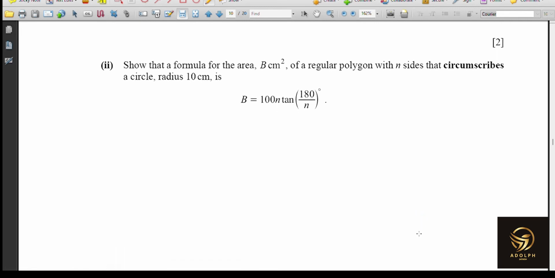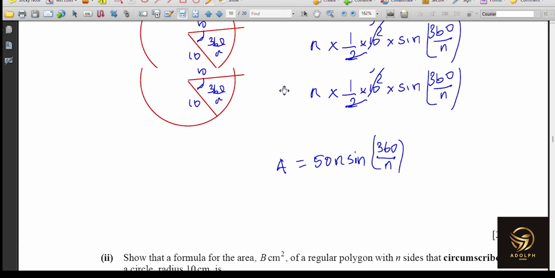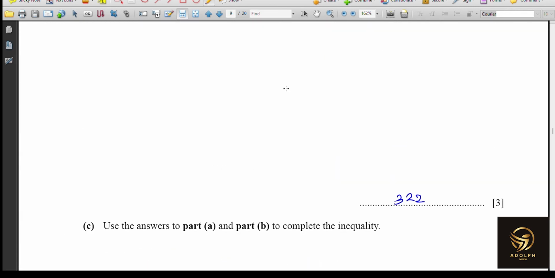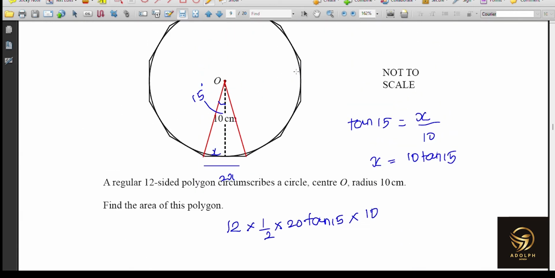Show that a formula for the area in centimeter square of a regular polygon with n sides that circumscribes a circle. So what did we do here? We are just going back to check what we have done here. Here the total angle is actually 30 degrees. How did we get it? Because 360 divided by 12, because it's a 12-sided polygon, we got 30, and then we divide it into two equal triangles, so 30 divided by 2 is 15 actually.